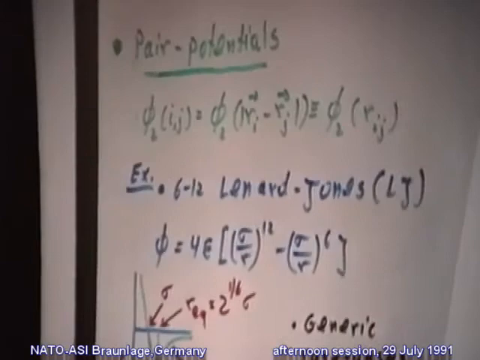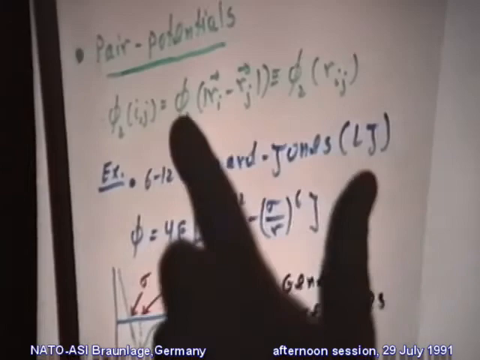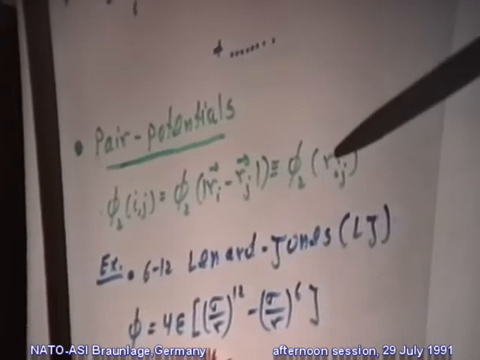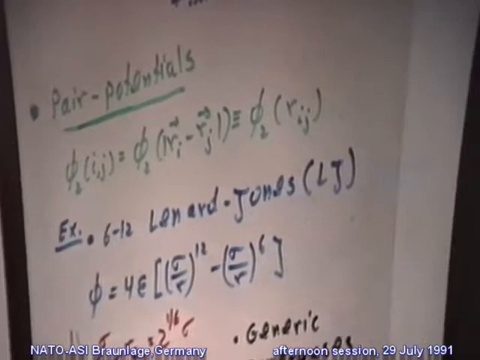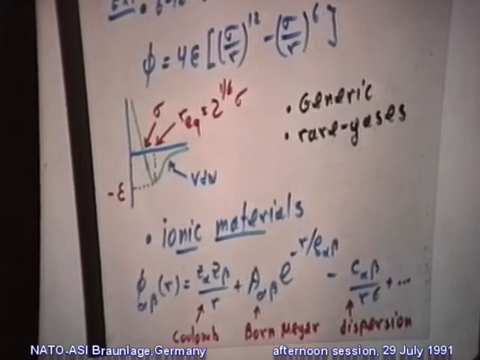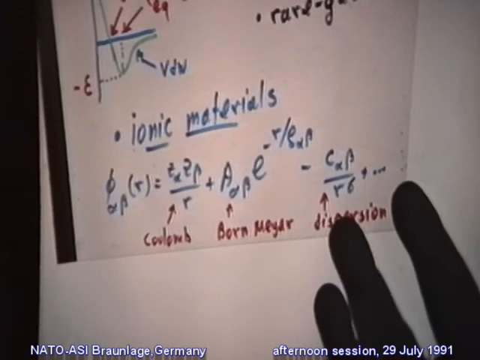Pair potentials, for example, which depend on the relative distance between particles: phi 2 for pair, r_ij, the distance between particles i and j. Example, Lennard-Jones potentials. This is good for generic studies. This contributes a lot to statistical mechanics, fluids, and the like. It's also very good for rare gases, but I doubt that many of you are interested in the equation of state of rare gases, although there are beautiful experiments that have been done in microgravity, which I can argue are for fundamental science problems.